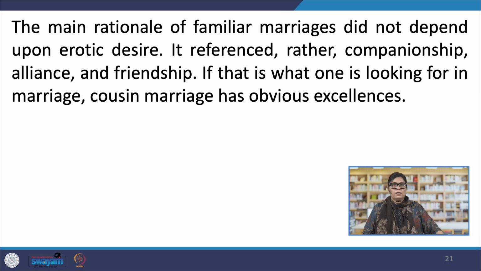Sir Michael Audley, Sir Leicester Dedlock, even Casaubon may not exactly be disabled in the modern sense, but all suffer illnesses that restrict their mobility and require their wives to care intimately for their incumbent bodies. The main rationale of familiar marriages did not depend upon erotic desire. It referenced rather companionship, alliance, and friendship. If that is what one is looking for in marriage, cousin marriage, to take the most common category of familiar union, has obvious excellences. Cousins are likely to offer each other egalitarian respect.